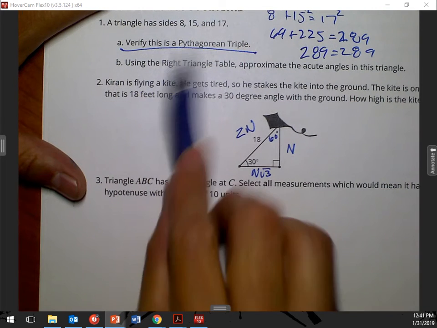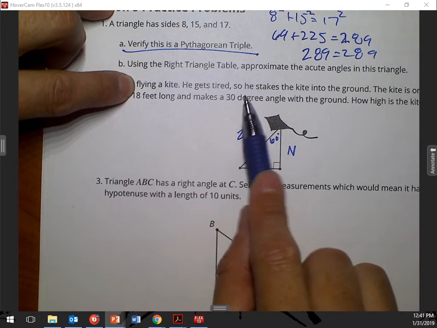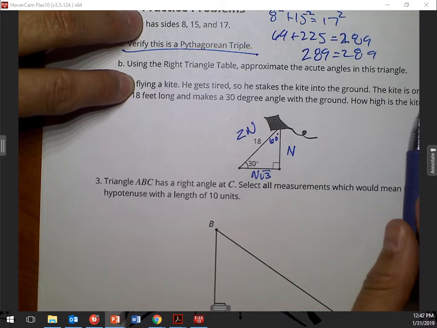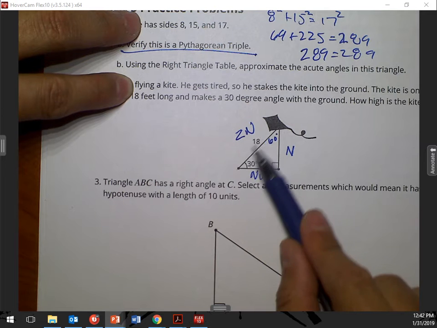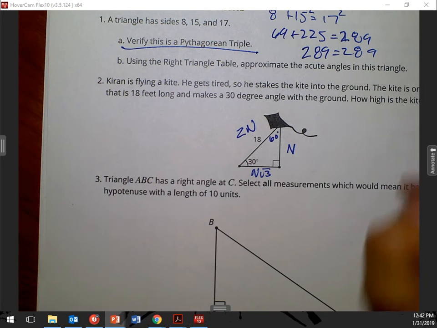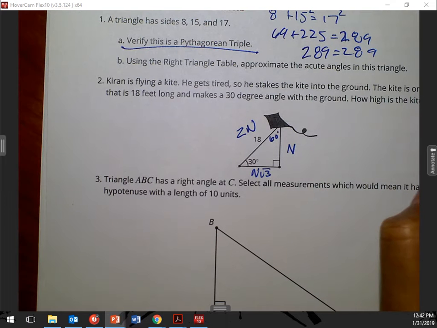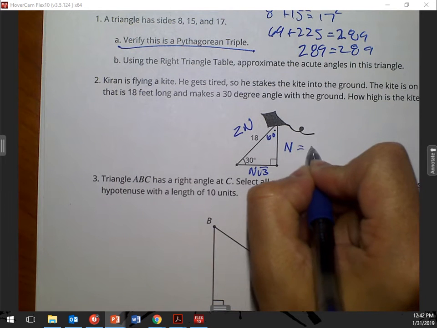Alright. Flying a kite, she gets tired, so she sticks it down to the ground. The kite is on a string that is 18 feet long and makes a 30-degree angle with the ground. How high is the kite? So, which variable am I looking for? N, right? So I know that this is 2n, right? So n equals... 9. I heard a 6, I hear an 8, it is what? 9. It's going to be 9. Come on, you guys should know this.